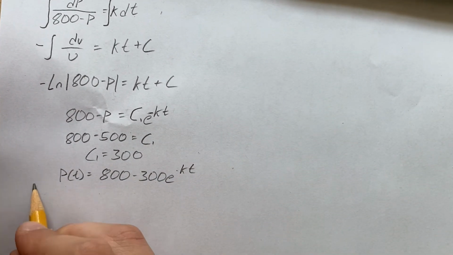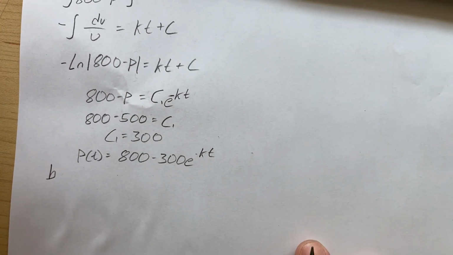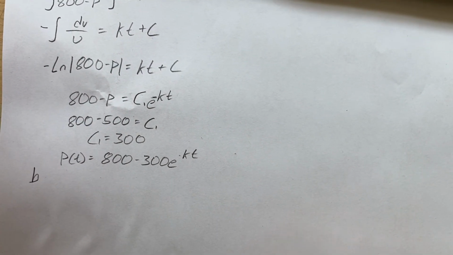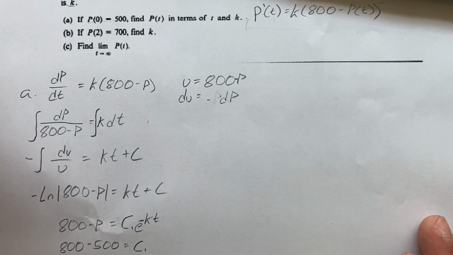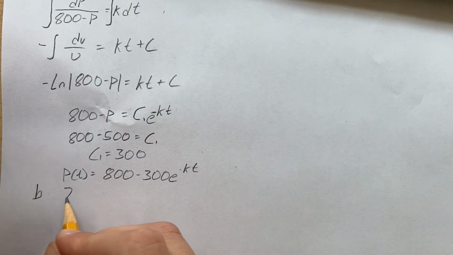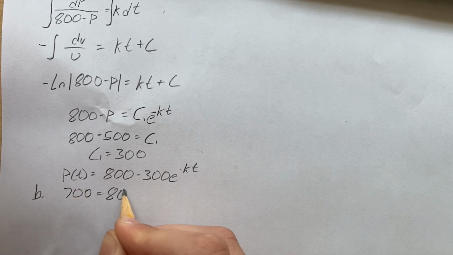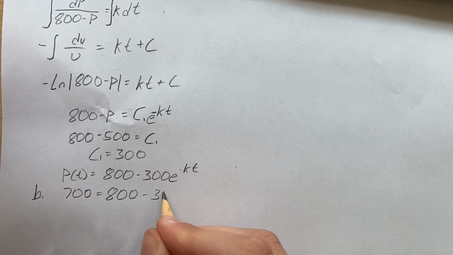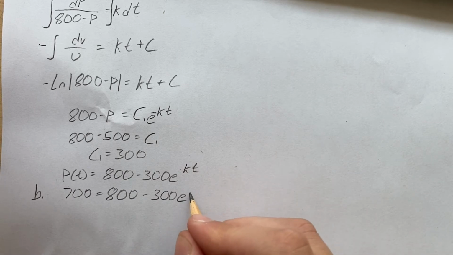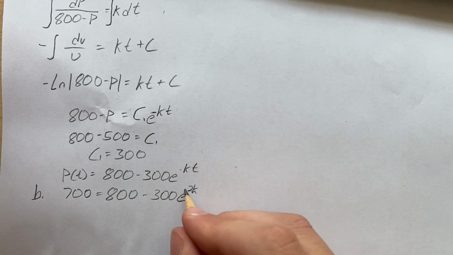Now we're going to go on to b, which just throws in another initial condition and tells you to find k. And this one is super duper simple because we're just going to take this equation we already found and plug in the numbers they gave us to find a new equation. So we have P of 2 equals 700. So we'll have 700, we're plugging that in for P of t, equals 800 minus 300 e to the negative kt, which would be 2. So negative 2k. Hopefully that's visible.